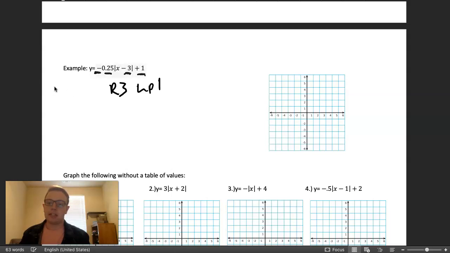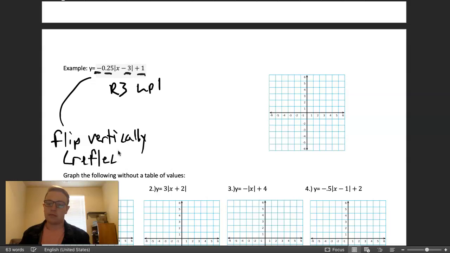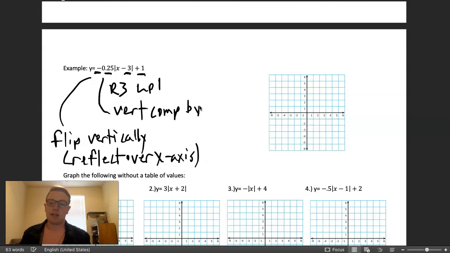The minus means we flip vertically, which remember is the same thing as reflecting over the x-axis. And we have a 0.25. The 0.25 is going to vertically compress our equation by 1/4, right? 0.25 is 1/4, so this is 1/4 or a quarter. Great, let's put all of this information into play.